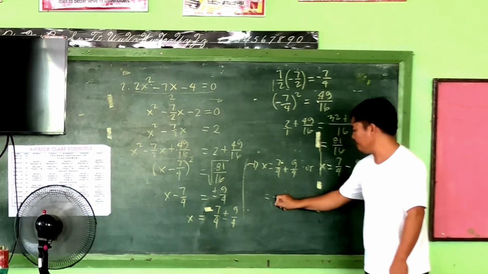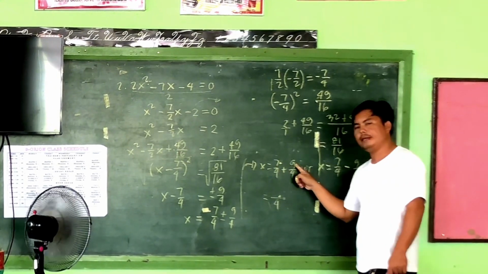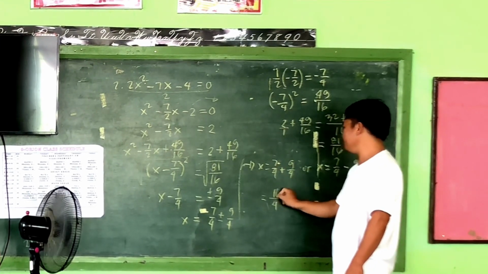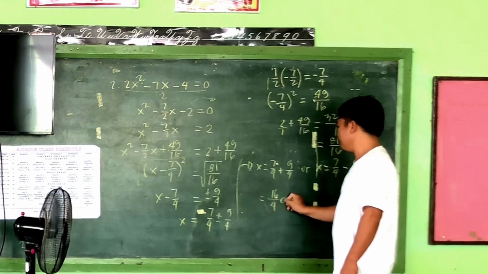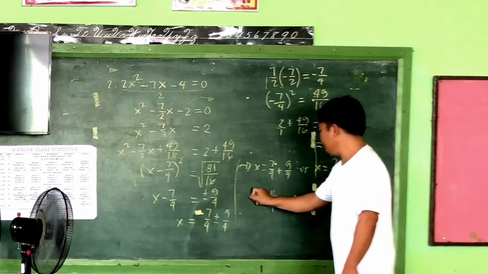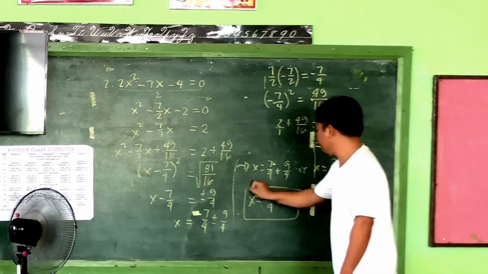So, over 4. 7 plus 9 is 16. So, 16 divided by 4 is 4. So, the first value of x is 4.